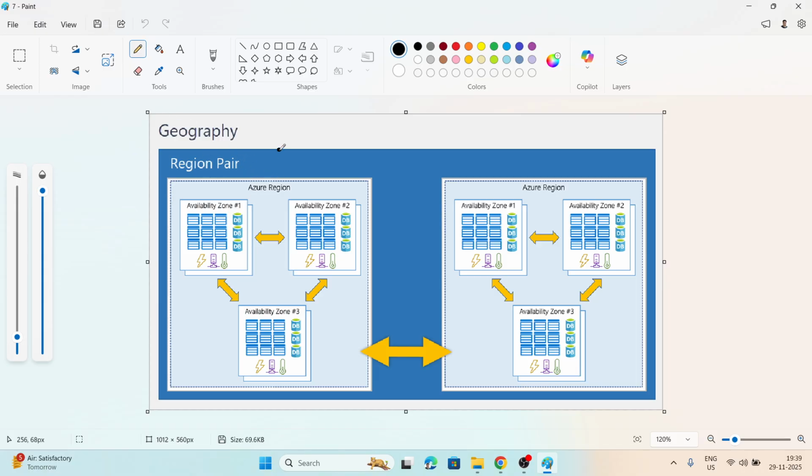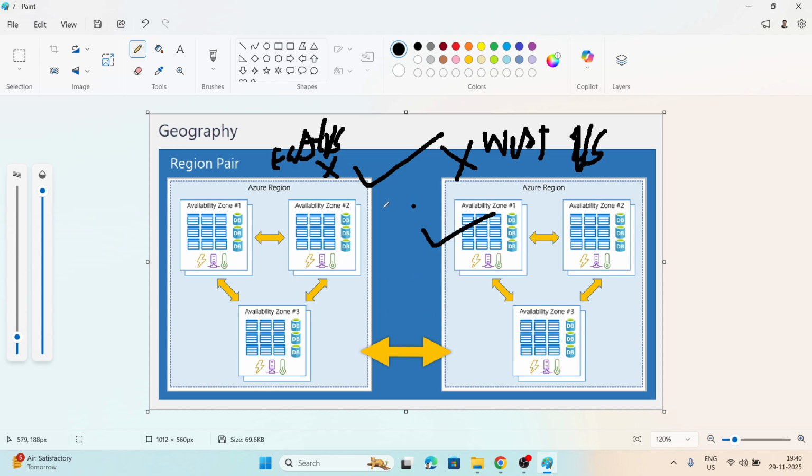Like this is Azure region 1. Let us assume this is East US and this is West US. It is linked with both. Data from here can go to here. Microsoft saves the data from this region to this region and also from this region to this region. If there is something wrong in West US, then we can recover the data from here. And if there is something wrong in East US, we can recover the data from here. So this is how regional pairs work.